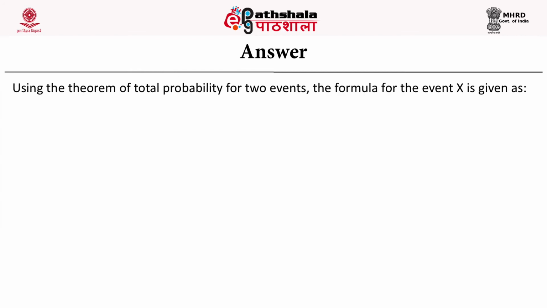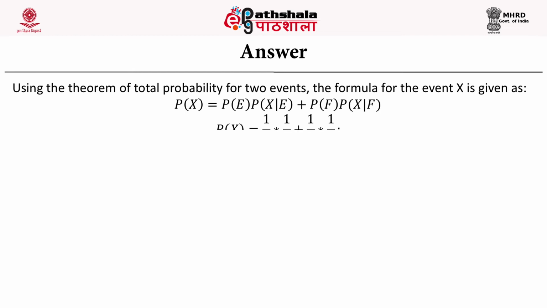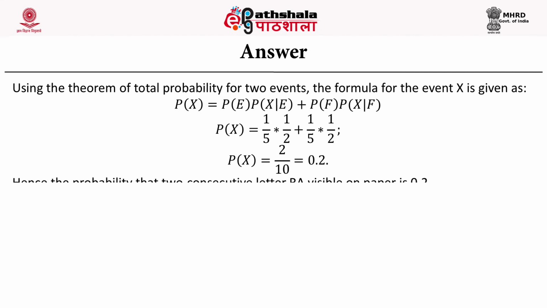So using the theorem of total probability for two events, the formula for the event X is: probability of X is equal to probability of E into probability of X given E plus probability of F into probability of X given F. So probability of X is equal to 1 by 5 into half plus 1 by 5 into half, which comes out to be 2 by 10, which is equal to 0.2. Hence the probability that the two consecutive letters RA are visible on the paper is 0.2. So the probability is very low here because it is just 20% and the chances are very low.